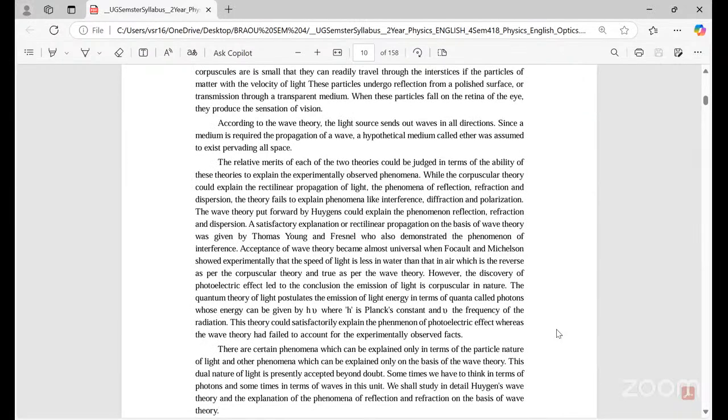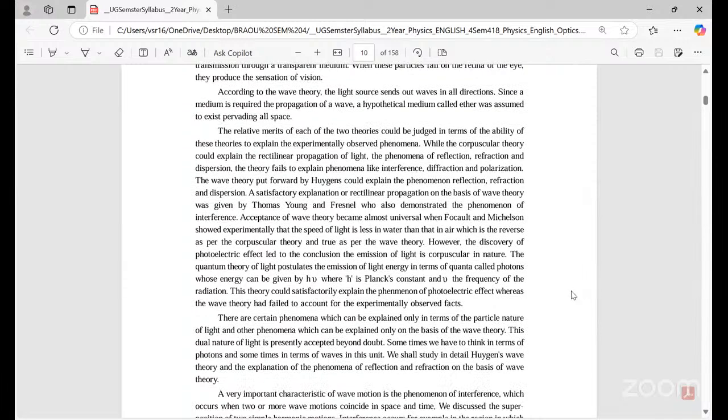So we are going to consider this Huygens wave theory. According to the wave theory, the light source sends out waves in all directions. Since waves require a medium for propagation, a hypothetical medium was assumed, that was ether. According to the special theory of relativity, the entire universe is filled with the ether medium, which was assumed to exist in all spaces.